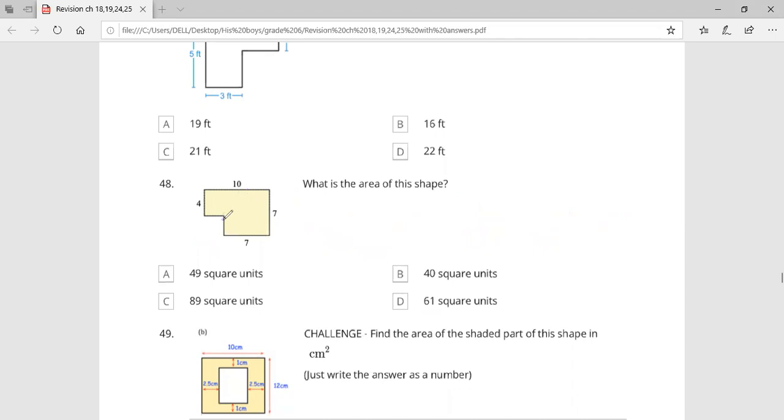Yes, we have another way. As we said, we can divide it like this, A and B, and calculate them, or we divide it like this, A and B, as you like. We have many ways to solve it. Okay. The next one, 48.